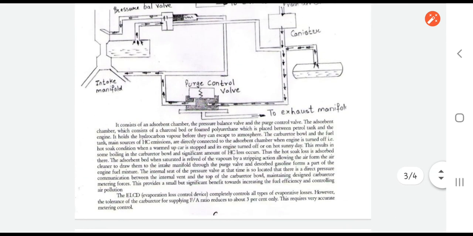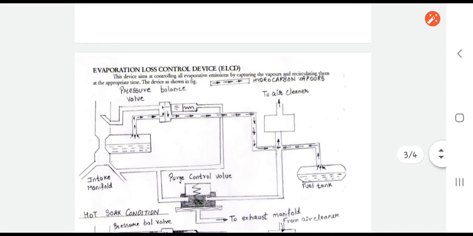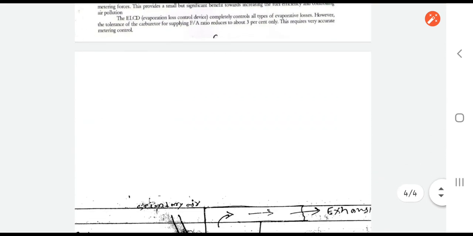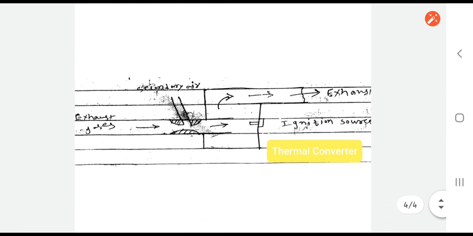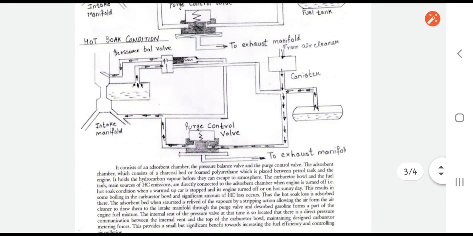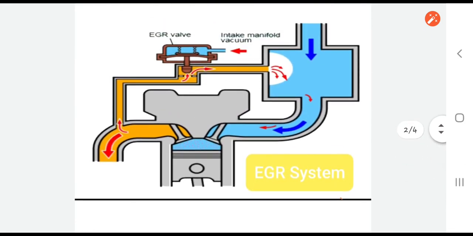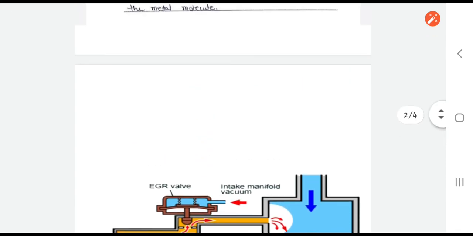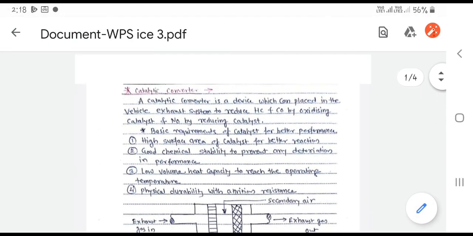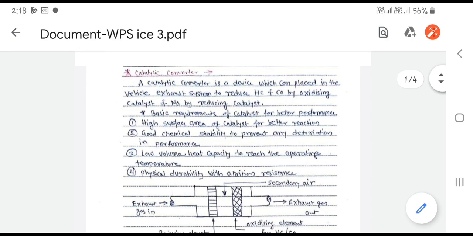Now I think all of you understood well the different types of pollutant control devices like the thermal converter, then the ELCD evaporation loss control device, then the exhaust gas recirculation method, and the thermal catalytic converter. These are the different types of pollutant control devices. All the details are present in the notes. You can read them properly with the help of these videos. It is very beneficial to understand the concept.